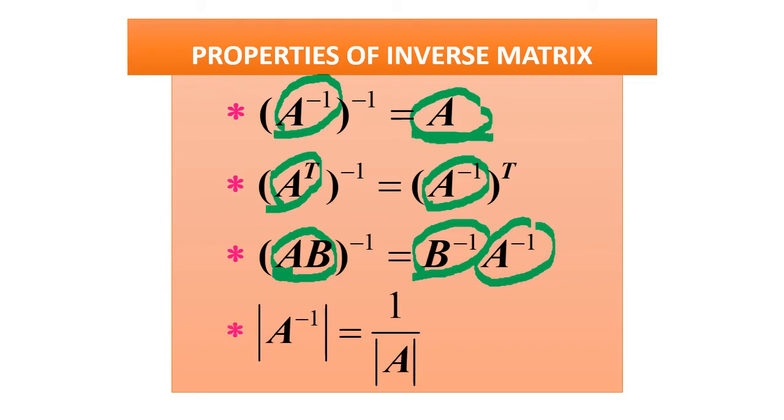Okay, the fourth property, determinant of A inverse equals 1 over determinant of matrix A.